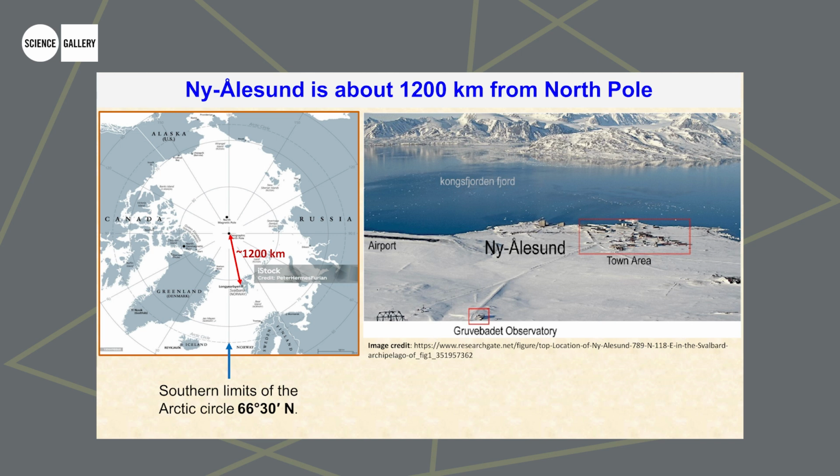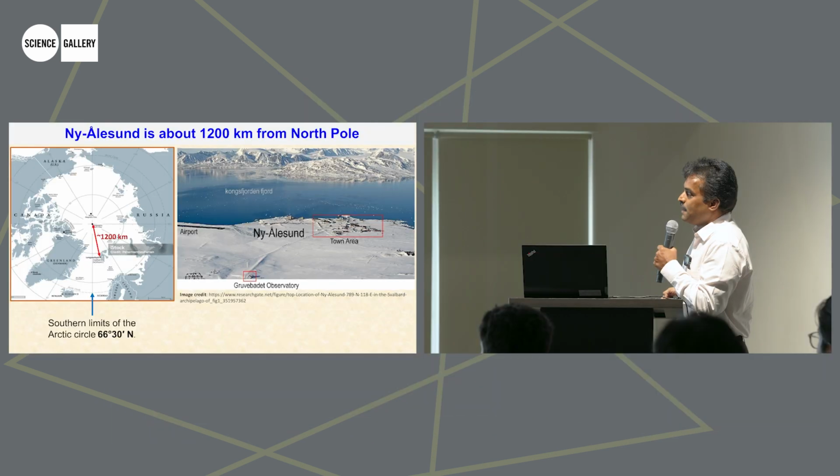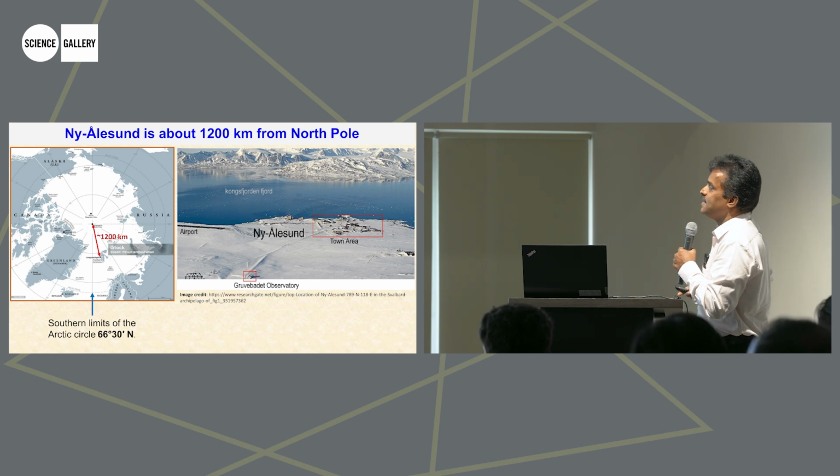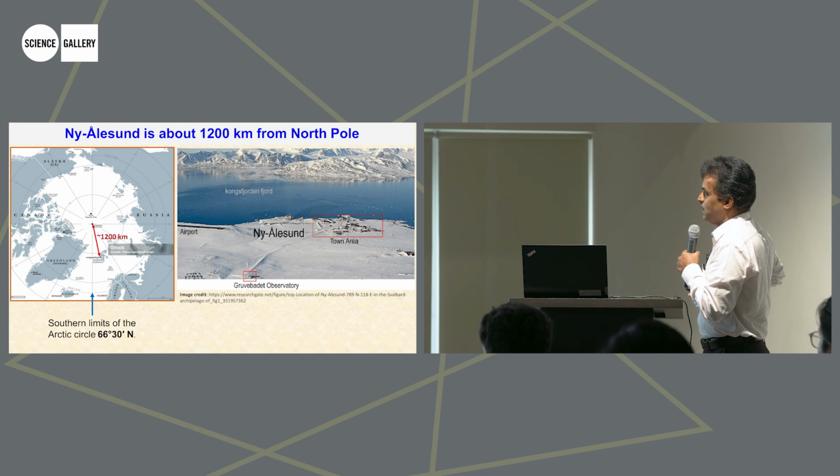So Ny-Ålesund, which is somewhere here, is about 1,200 kilometers from the North Pole. So it is well within the Arctic Circle. This is the Arctic Circle. The Arctic Circle has a latitude of around 66.3 degrees, 66 degrees 30 minutes. And then Ny-Ålesund is something like this. That's how it appears.